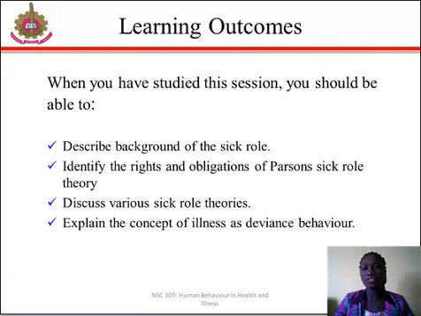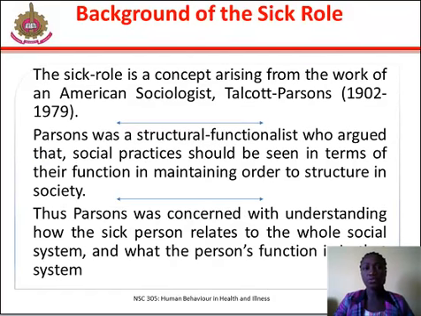When you have studied this session, you should be able to describe the background of the sick role, identify the rights and obligations of a person's sick role, discuss various sick role theories, and finally explain the concept of illness as deviant behavior. Background of the sick role.